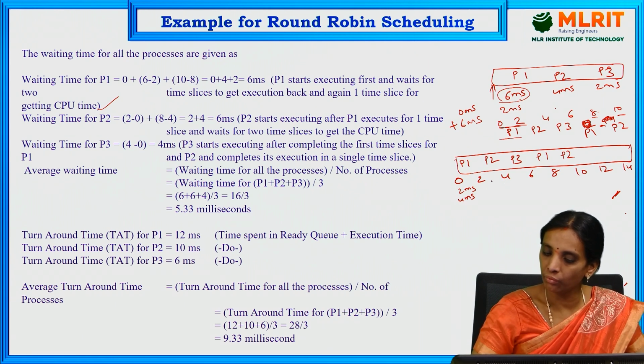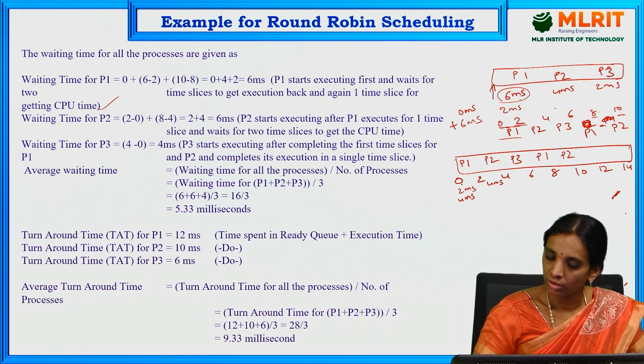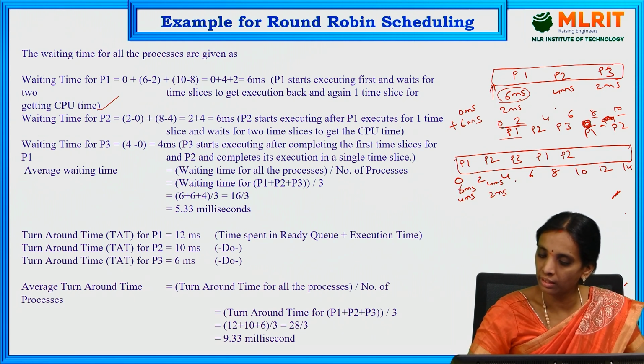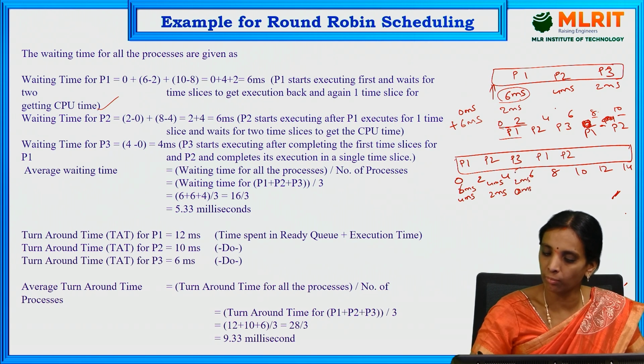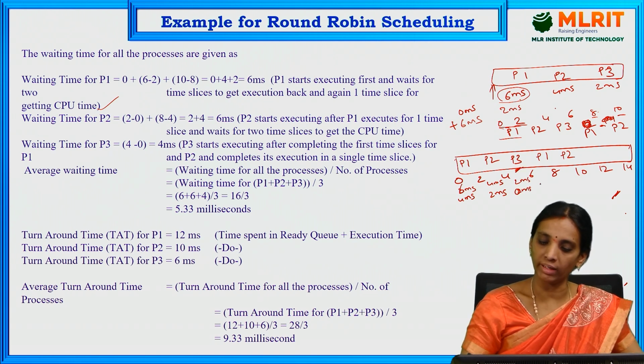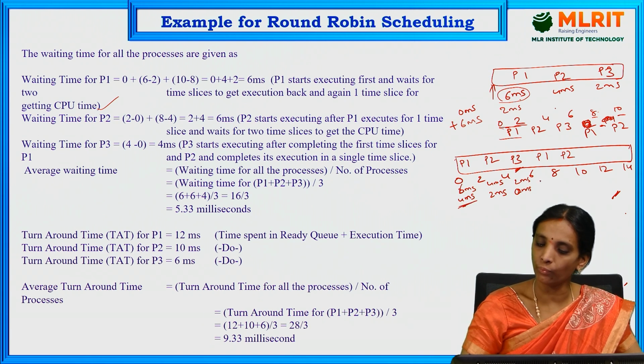And here P2, it is 4 milliseconds. So remaining time is 2 milliseconds. For P3, it is 2 milliseconds. So its remaining time is 0 milliseconds. It completes its execution. So now P1 enters. Here the remaining time is 4 milliseconds. So its execution time is 4 milliseconds.